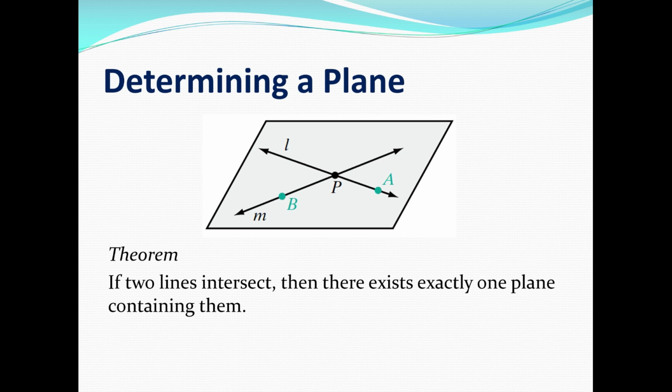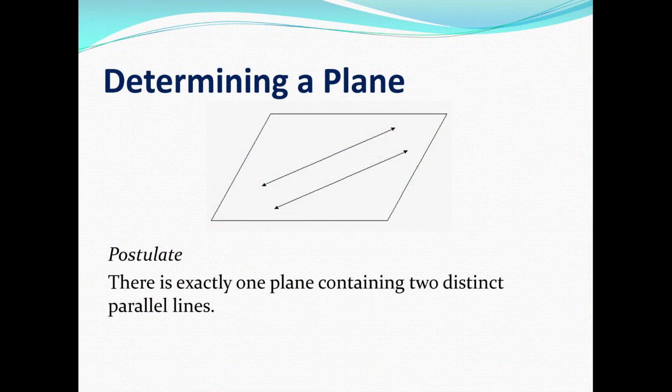If two lines intersect, then there exists exactly one plane containing them. So basically, if we have two intersecting lines, then we can determine a plane as well. And finally, another way to determine a plane is if we have two distinct parallel lines, in which case we can determine a plane as well.